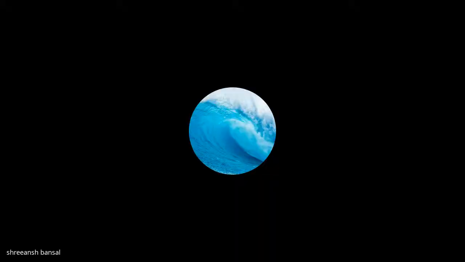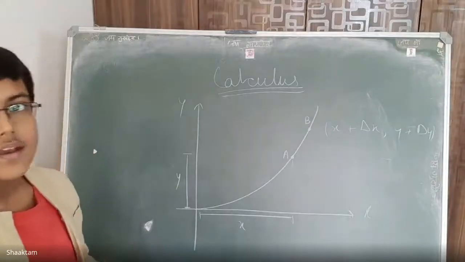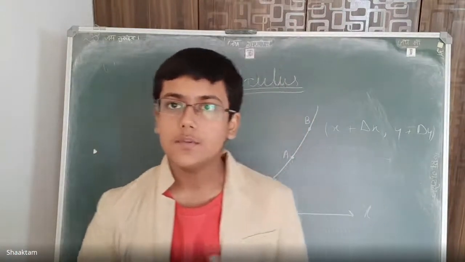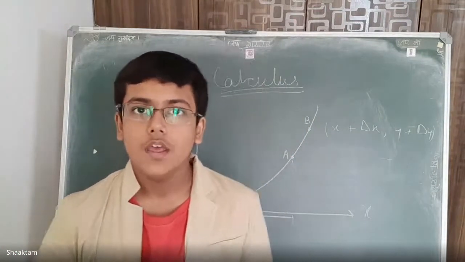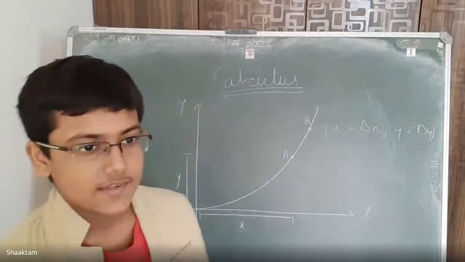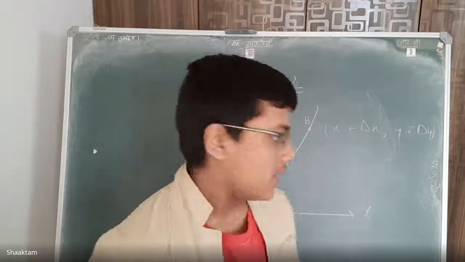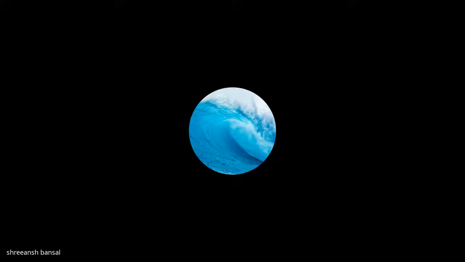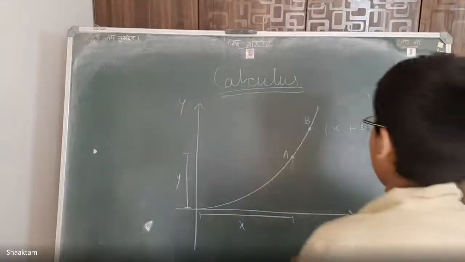Shaktam, what is delta? Delta means it's kind of a triangle, and we use it in physics, for example, where it usually represents change. But I'm just representing it as x plus something and y plus something for this one at least. Or it basically means change.